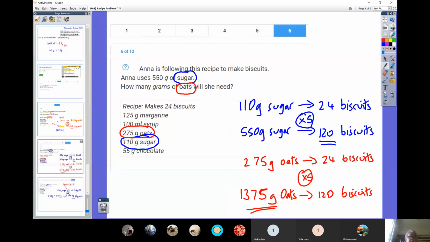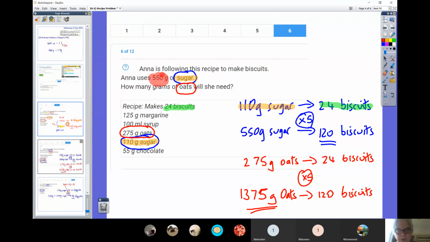The next type you're going to get will be something like this. So it's a similar approach. Go and see what the question is asking you to do. And we're being told that Anna uses 550 grams of sugar. So you need to start off by processing this sugar information. So we can see that 110 grams of sugar makes the 24 biscuits. Now Anna uses 550 grams of sugar, 550 grams.